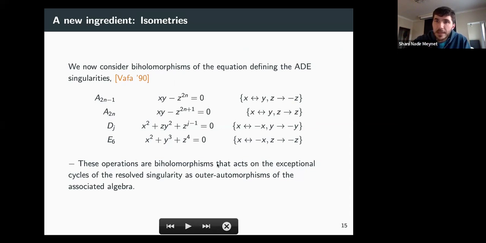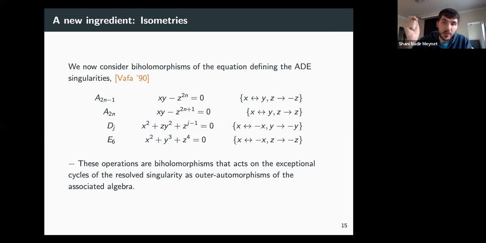On top of the linking number, there's another ingredient that has been ignored, and this is given by isometries. And how can we see that? Well, we start by considering biholomorphisms, which is a fancy way to say transformations that leave this polynomial invariant. If one considers biholomorphisms of the ADE singularities, what happens is that upon resolving these singularities, the action of these biholomorphisms is to move around the exceptional divisors in a way that reproduces exactly the automorphisms of the Lie algebra that is associated to the resolution of the group.